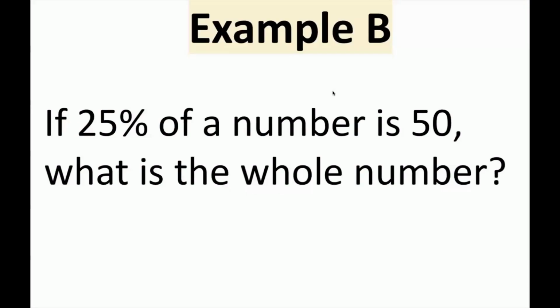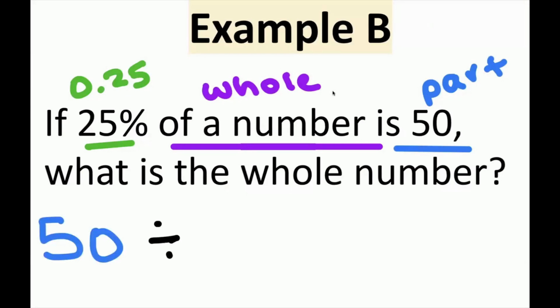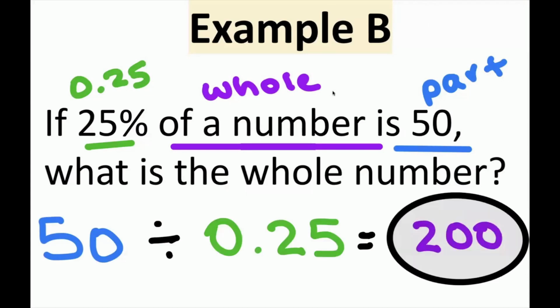Let's check our work for example B. Sometimes it's helpful to underline and label in our problem. So I know 25% is 0.25. Whatever comes after of is the whole. So this question's asking for the whole, and 50 is the part. So I'll take my part, 50, and divide by my percent as a decimal, and get 200 as our answer.